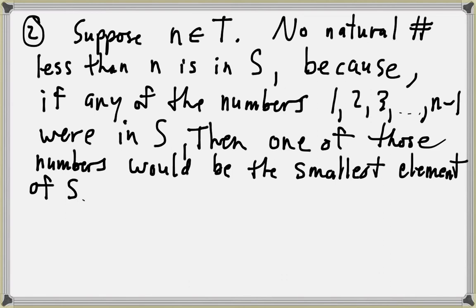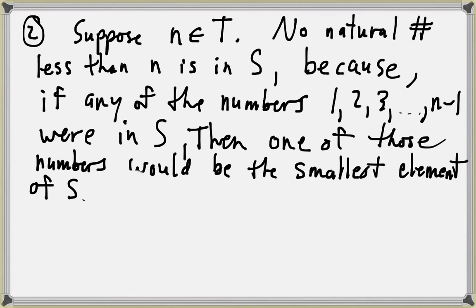And remember, we already assumed that S has no smallest element. So the numbers 1 through N minus 1 can't be in S, but N can't be in S either, because we said N is in T. So therefore, N plus 1 can't be in S, otherwise that would be the smallest element of S.